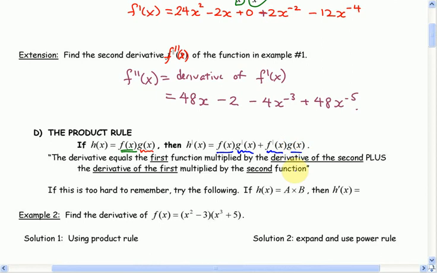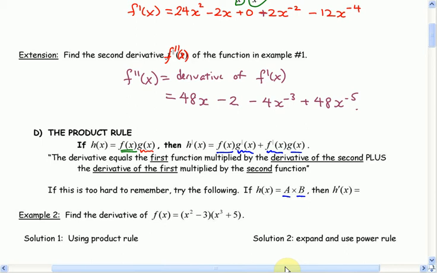You're thinking, how am I going to memorize that? Ew, you're right. So in words, it says the derivative equals the first function, that's f of x, multiplied by the derivative of the second function, that's g prime of x, plus the derivative of the first function, which is f prime of x, multiplied by the second function, g of x. That's too hard. So here's what I do. I don't call my functions f of x, g of x. That's a mouthful. I call them a and b.